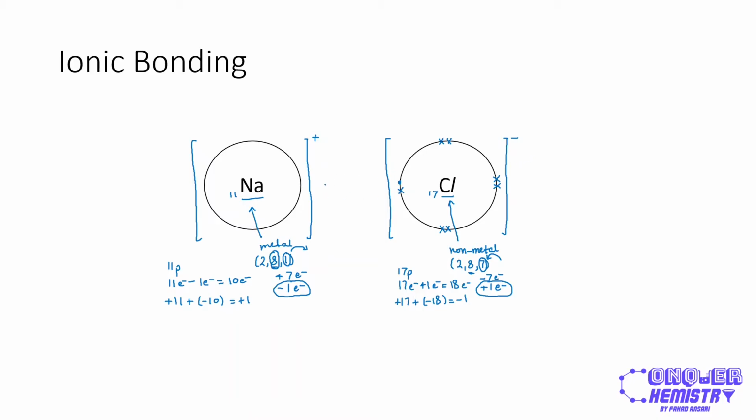And in between them, you're going to have a force of attraction between this positively charged sodium ion and this negatively charged chloride ion. Call this chloride. We changed the name from chlorine to chloride. This force of attraction is known as the ionic bond between oppositely charged ions. Positive ions from the metal atom and negative ions formed from the non-metal atom.